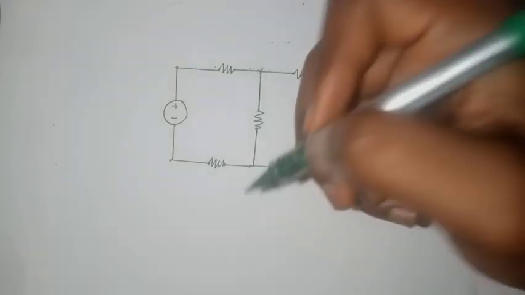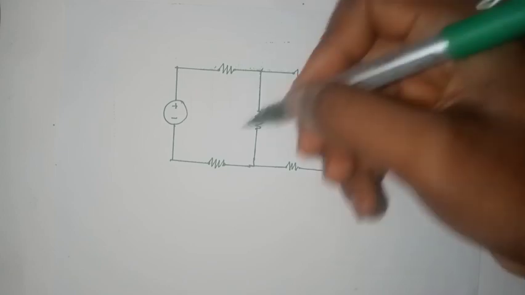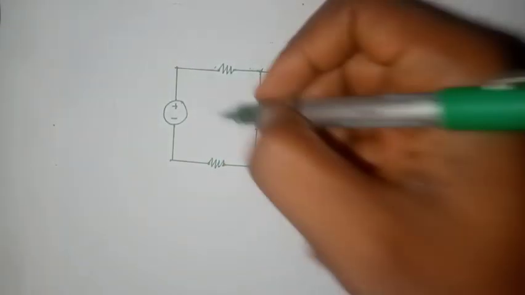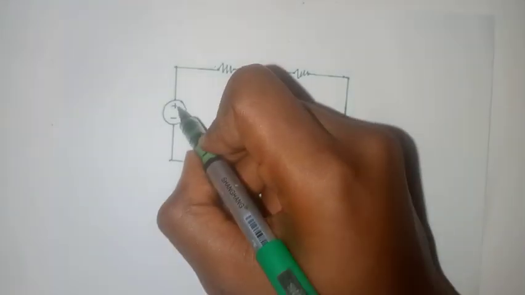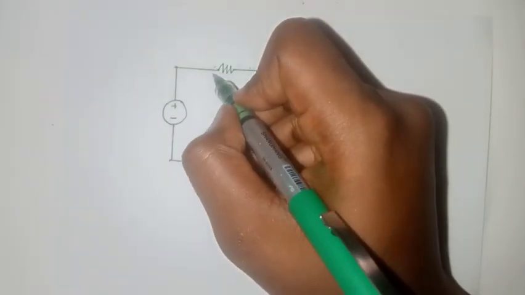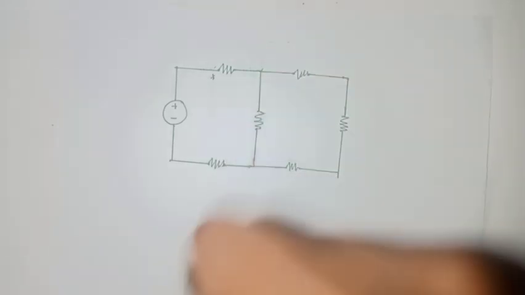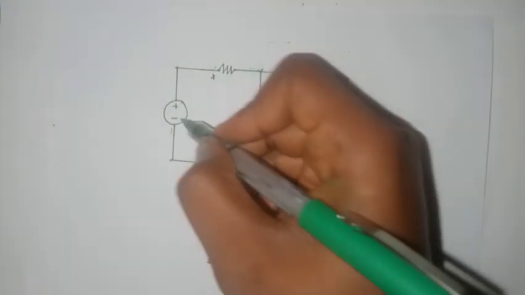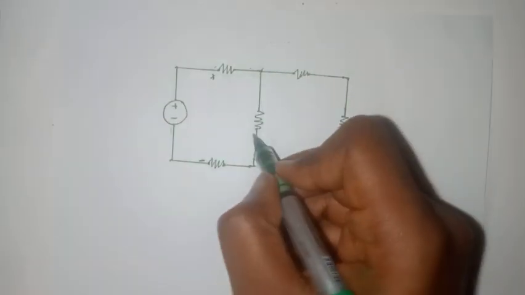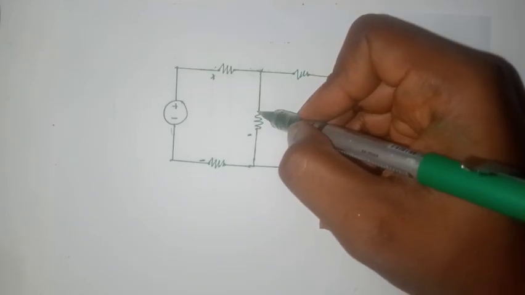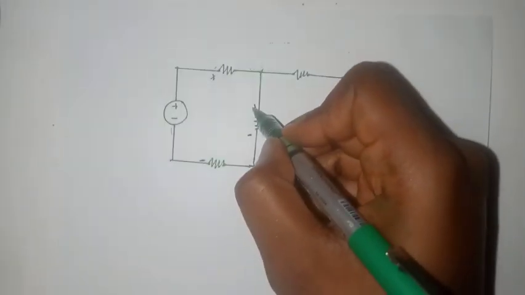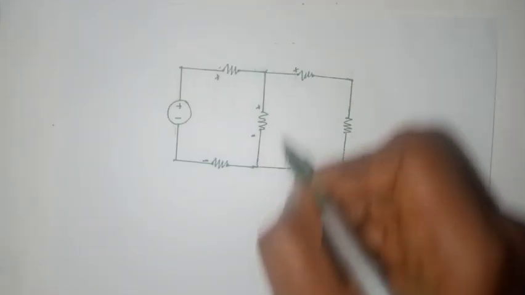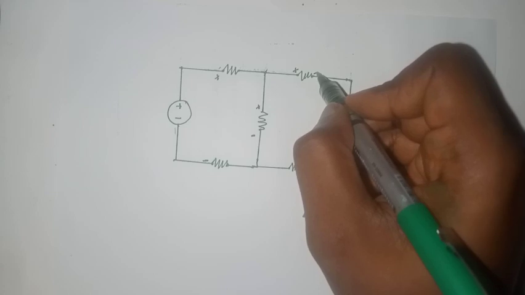Assigning polarities to voltage drops is easy when you have one power source in the circuit. What you just do is you look at the resistance and you say, oh, this is closer to the positive terminal of the power source. You give this positive. This is closer to the negative terminal. You give this negative. This terminal is closer to the negative terminal. Negative. This terminal is closer to the positive terminal. Positive. This terminal is closer to the positive terminal. Positive. And you make this negative.